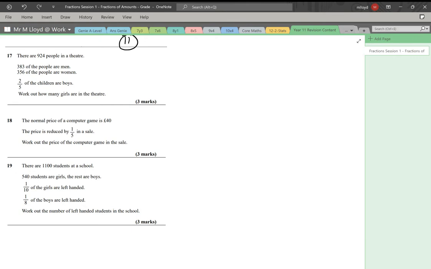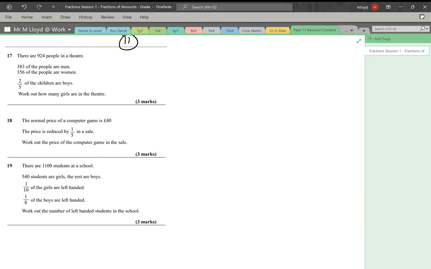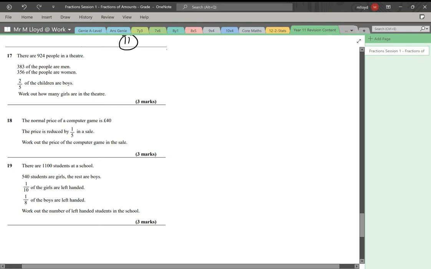Okay, so right, I'm going to answer these now. There are 924 people in a theatre. 383 of them are men. 356 of them are women. So I'm going to add those two together to begin with. 383 plus 356. That gives me 739.